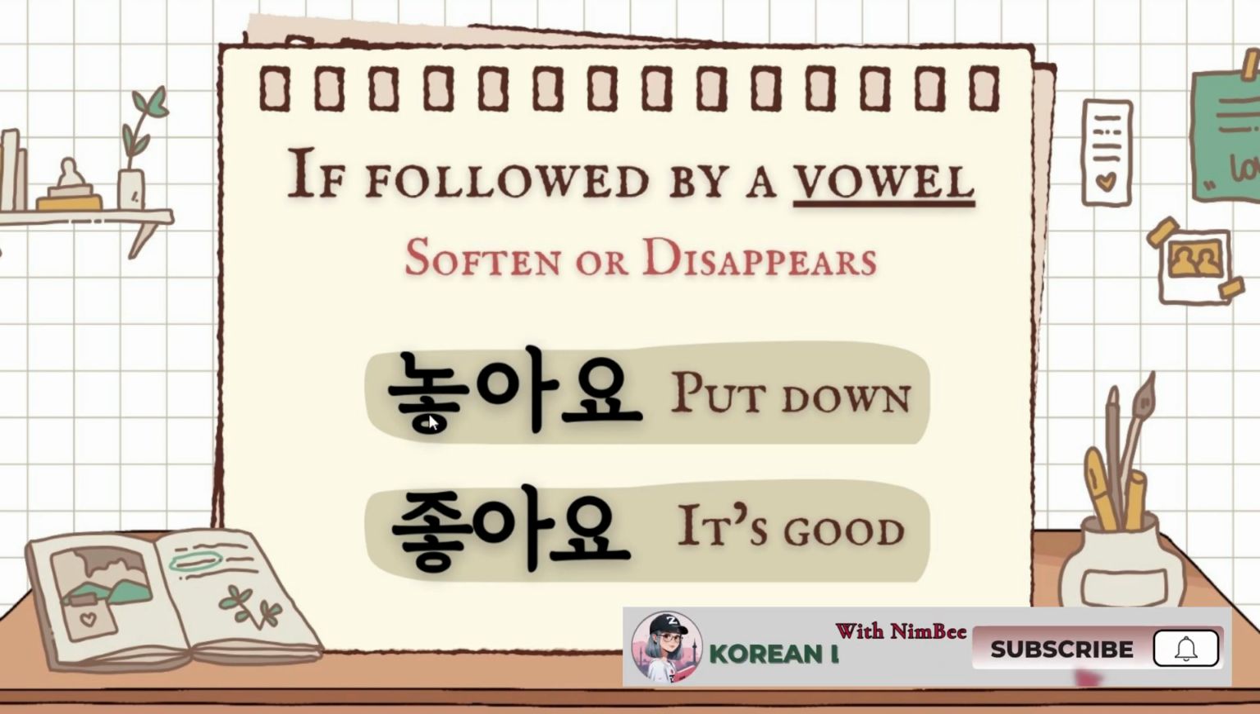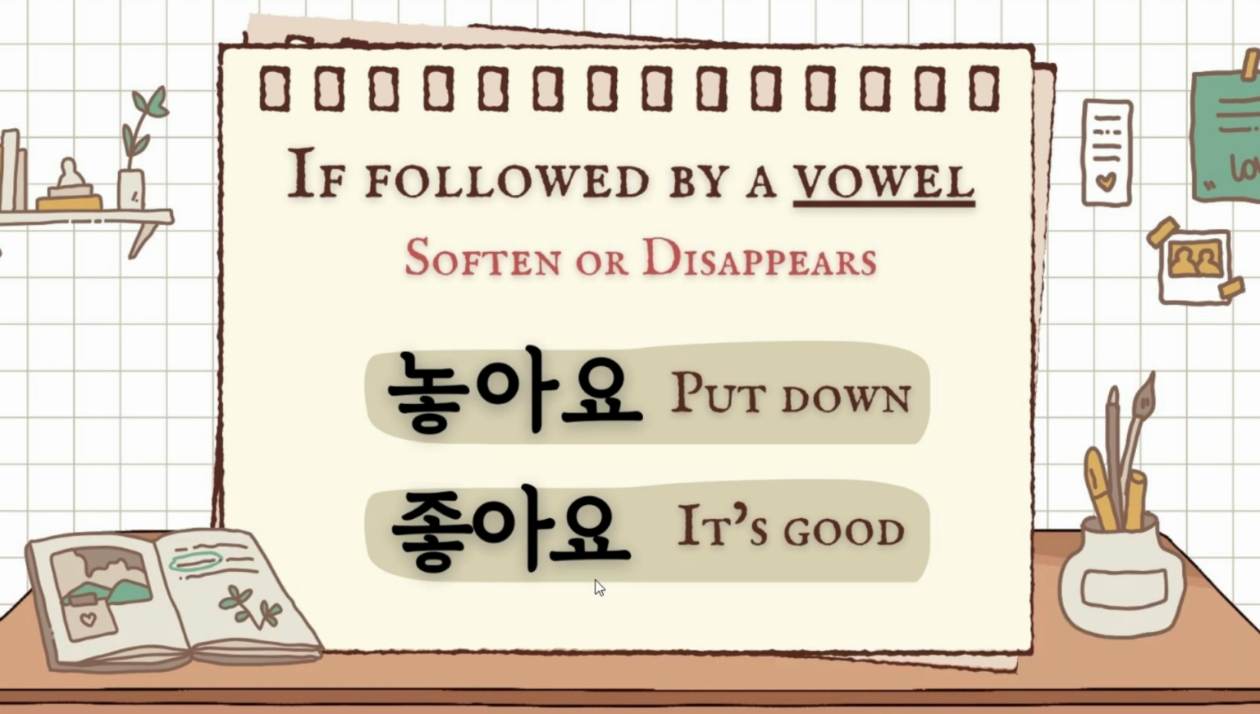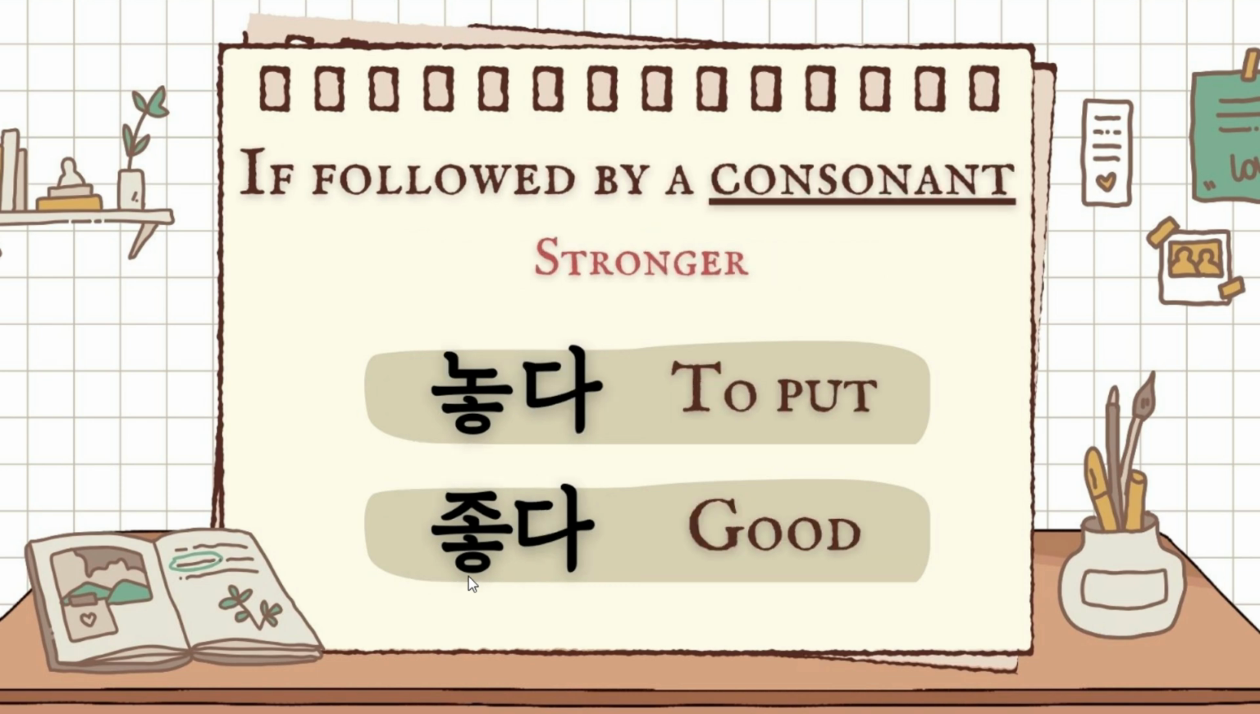Look at this one, 놓아요, almost disappears. This one, 좋아요. See, 히읗 almost disappears. 히읗 here doesn't have any sound. Next one is if 히읗 is followed by a consonant, you hear the sound of 히읗 stronger. Look at this one, 놓다, and 좋다. See, the sound of 히읗 in the 받침 depends on what you have after it, okay?